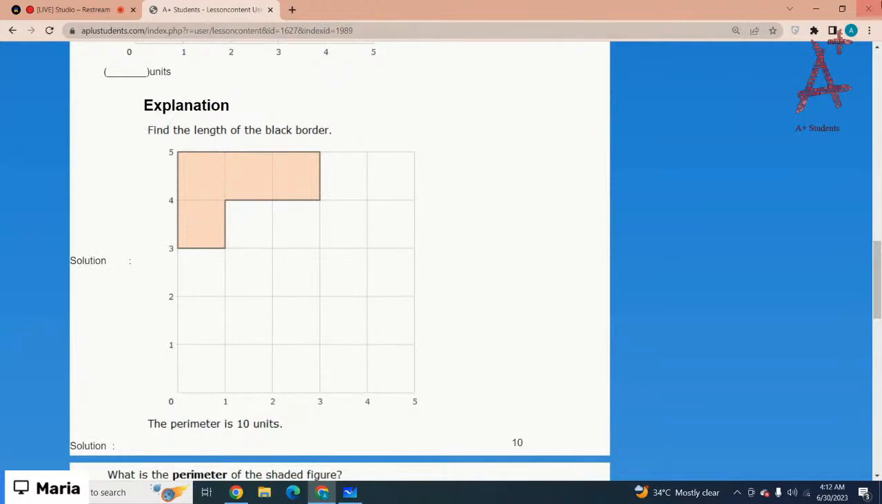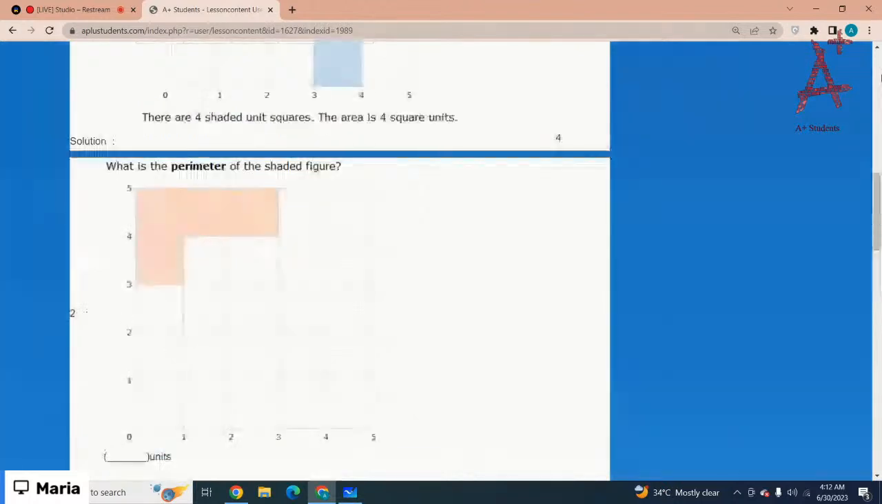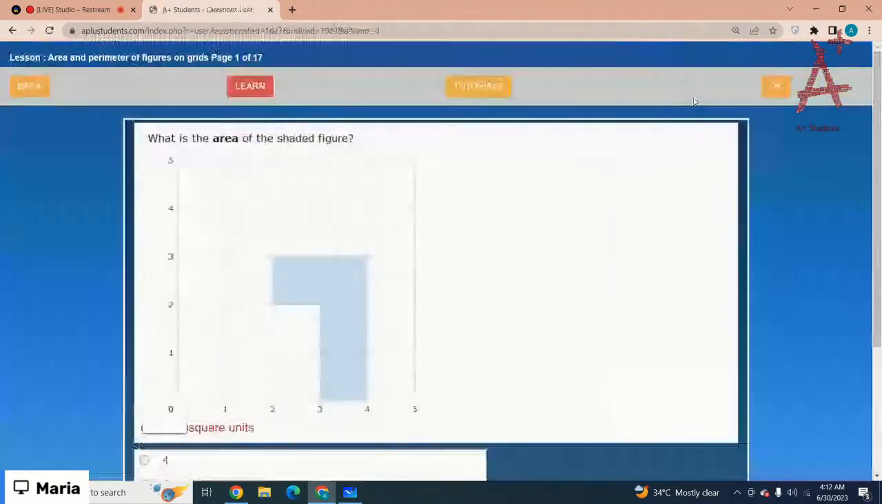Let's start with the test questions. Okay, what is the area of the shaded region? Which is the correct option? Whenever you have to calculate the area of the shaded region, you simply have to count the squares. So how many squares are colored?